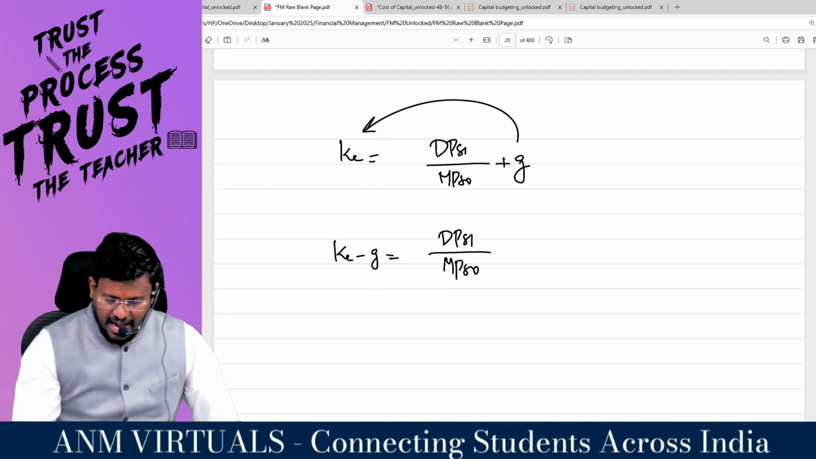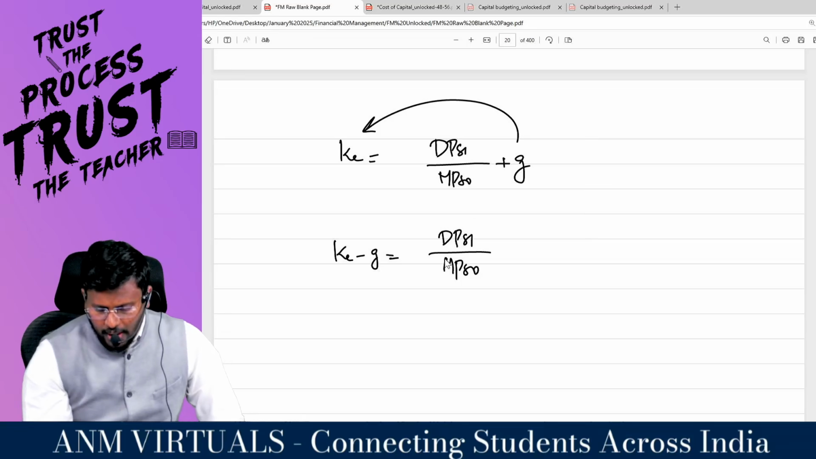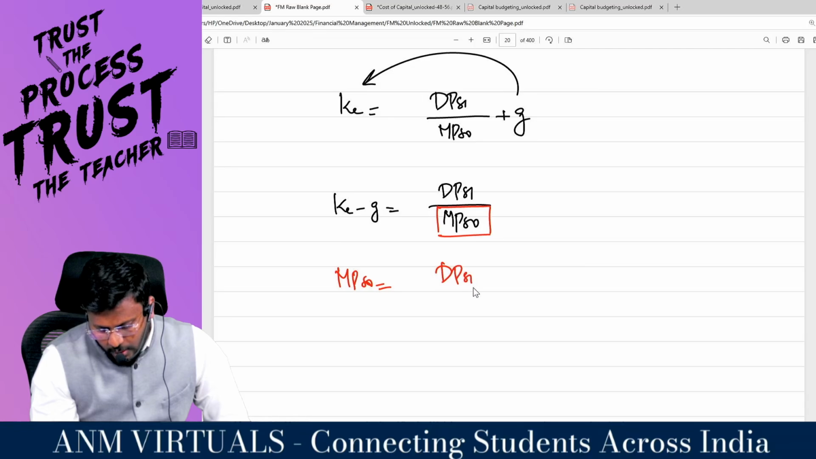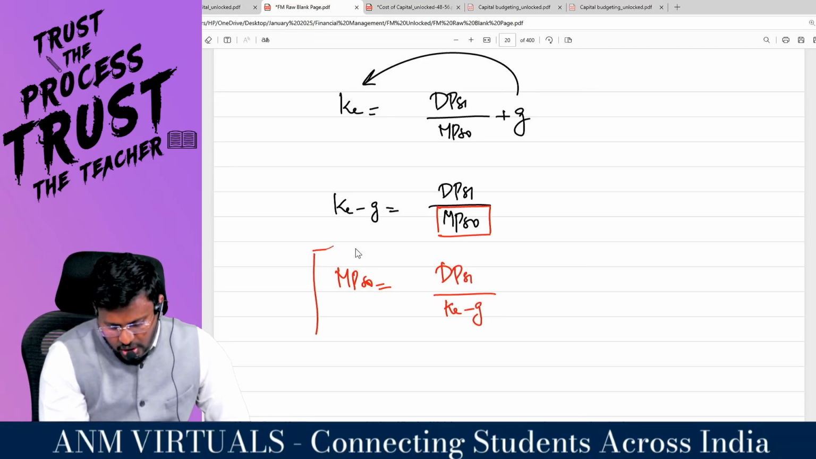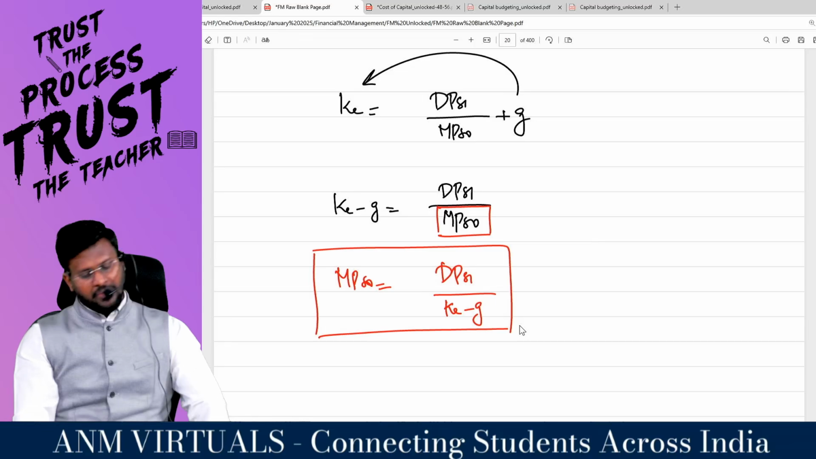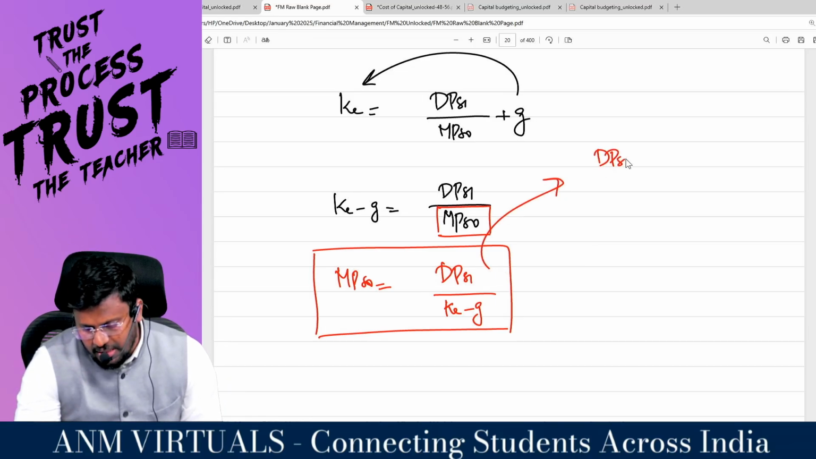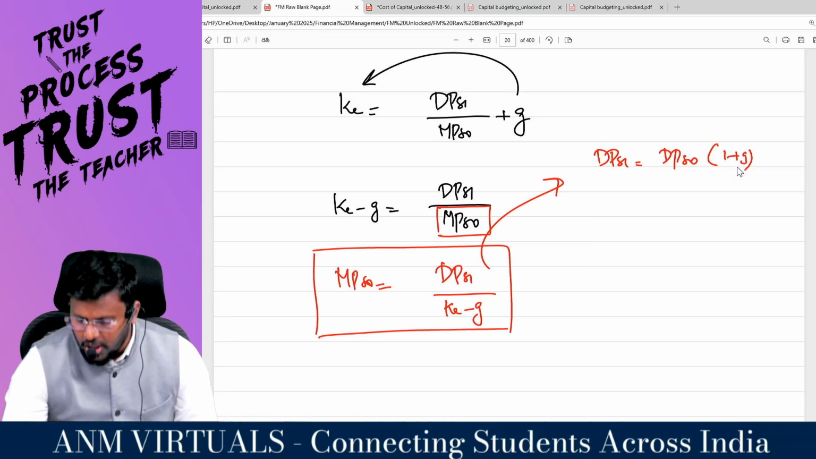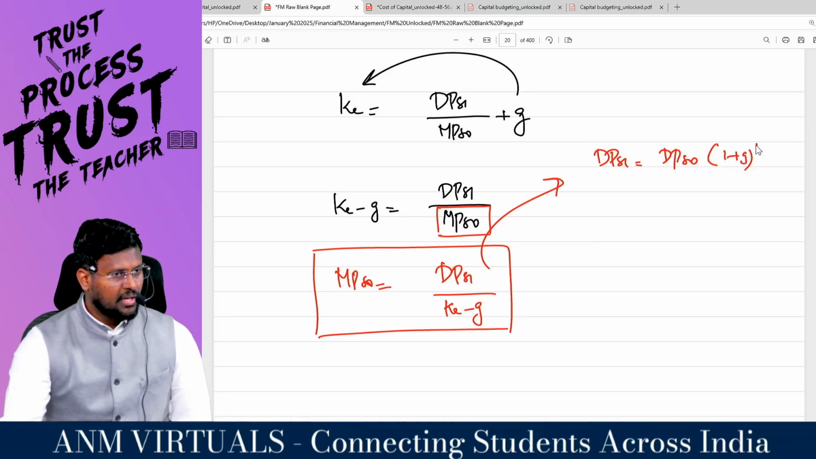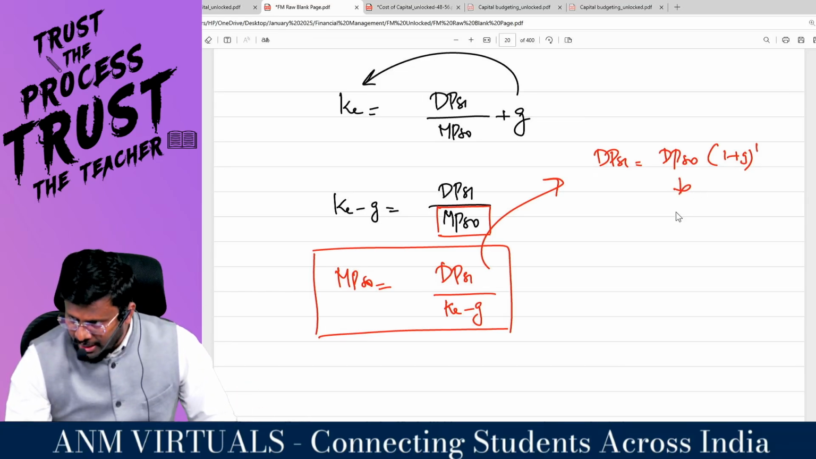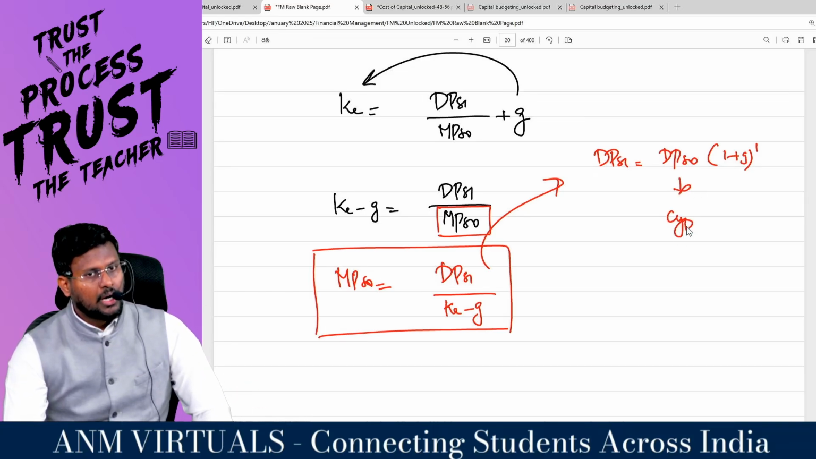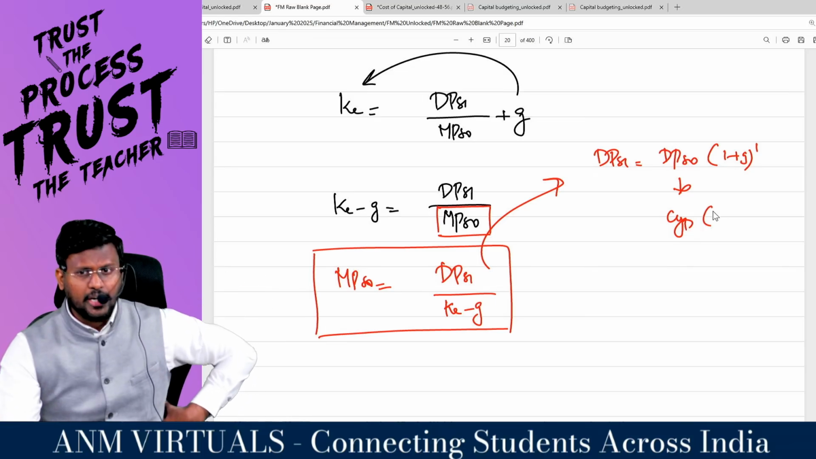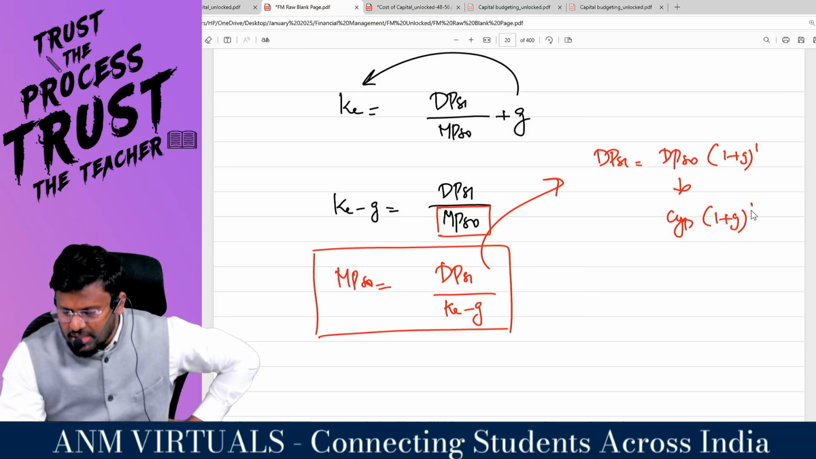Are you comfortable? I don't want KE minus G, I don't want DPS 1, I want MPS 0. That means MPS 0 is equal to DPS 1 divided by KE minus G. Does everyone know this formula? Now the question arises: what is DPS 1? DPS 1 is equal to DPS 0 into 1 plus G raised to 1. DPS 0 means the current year dividend. It will grow at the growth rate of the first year, that is 1 plus G raised to 1.